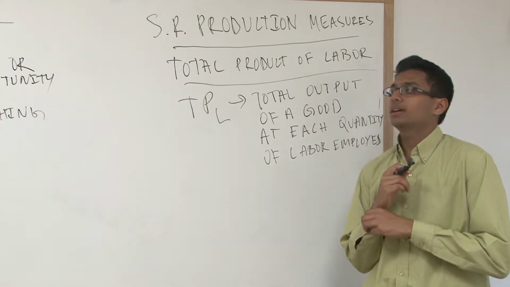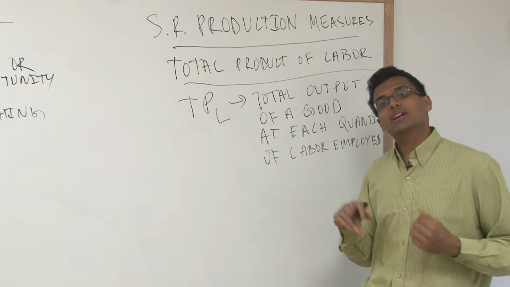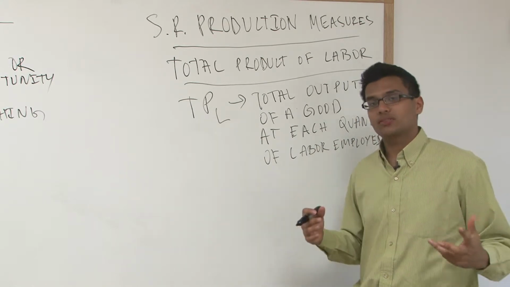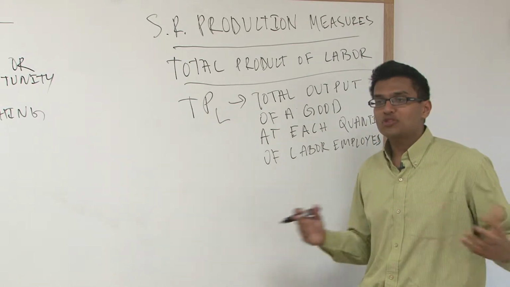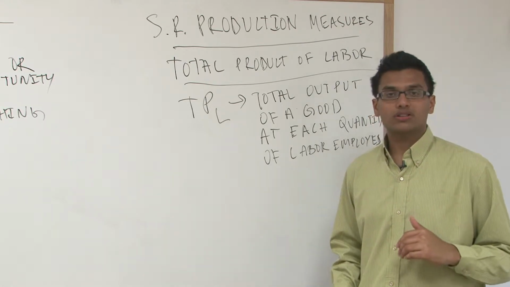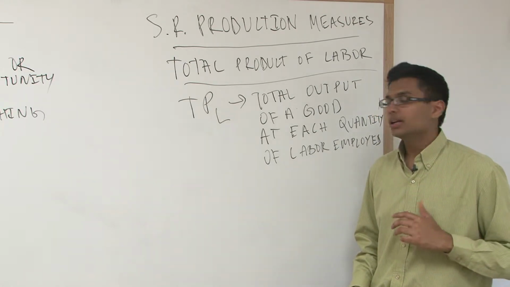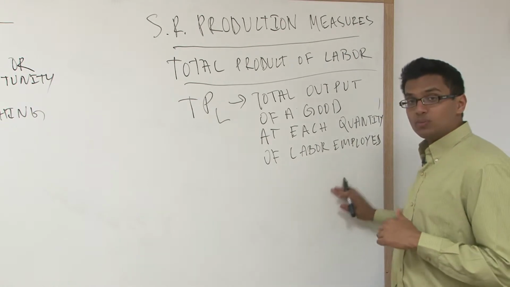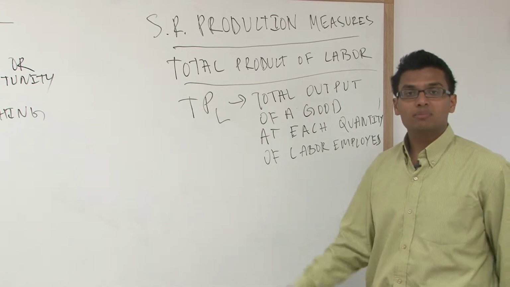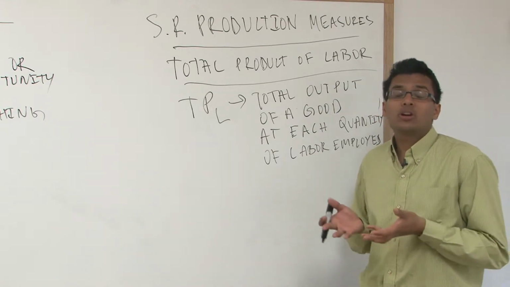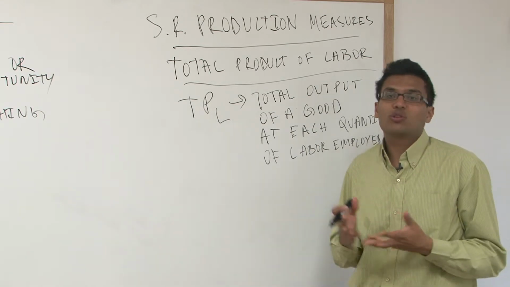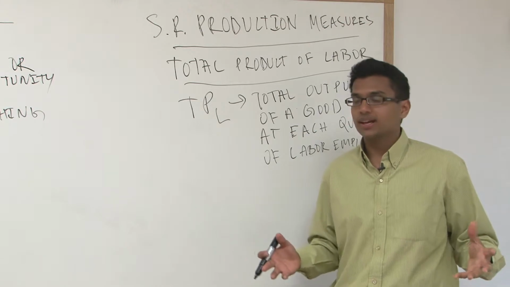If you're Pizza Hut, and we are talking about the short run, let's say the short run is defined as this week. We're saying in this week, the total product of labor would be how much pizza you are making with your 5 workers at your restaurant. The reason we say at each quantity of labor is that between 5 guys making pizza or 10 people making pizza, there's a huge difference. Because the more people, generally speaking, you create more product. That's generally how it works.